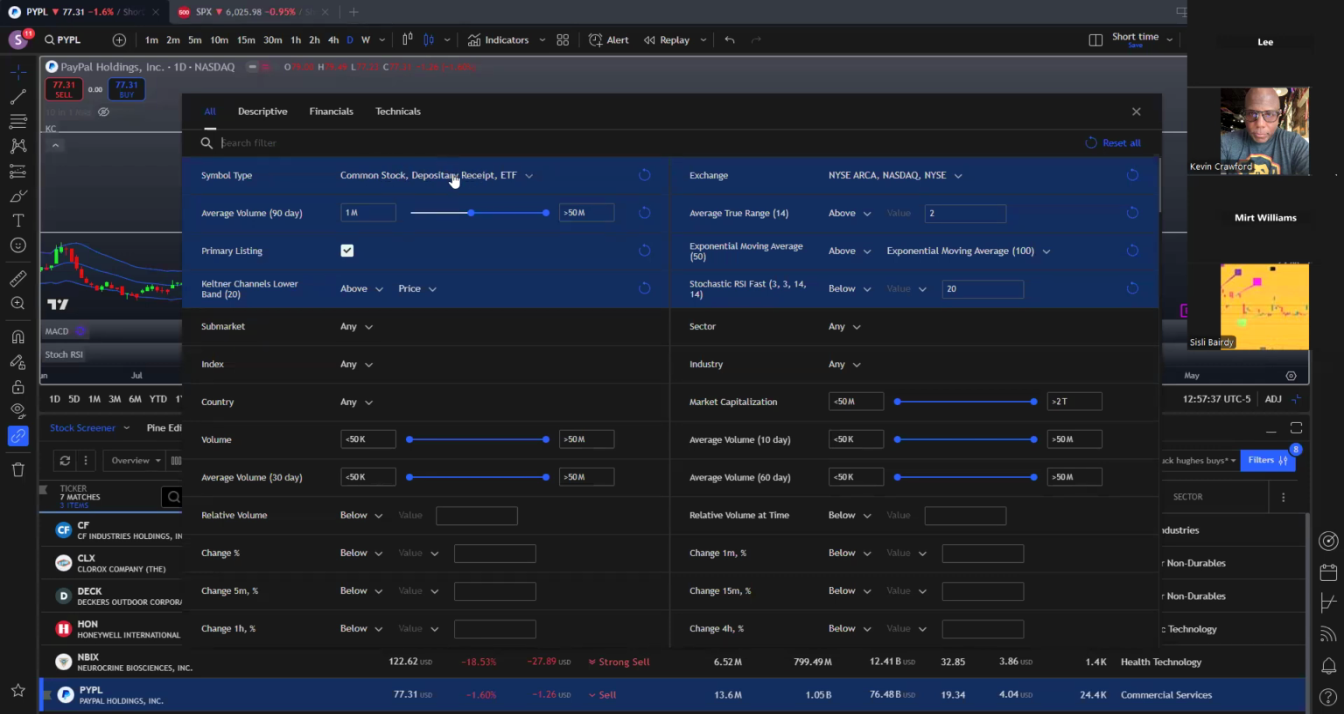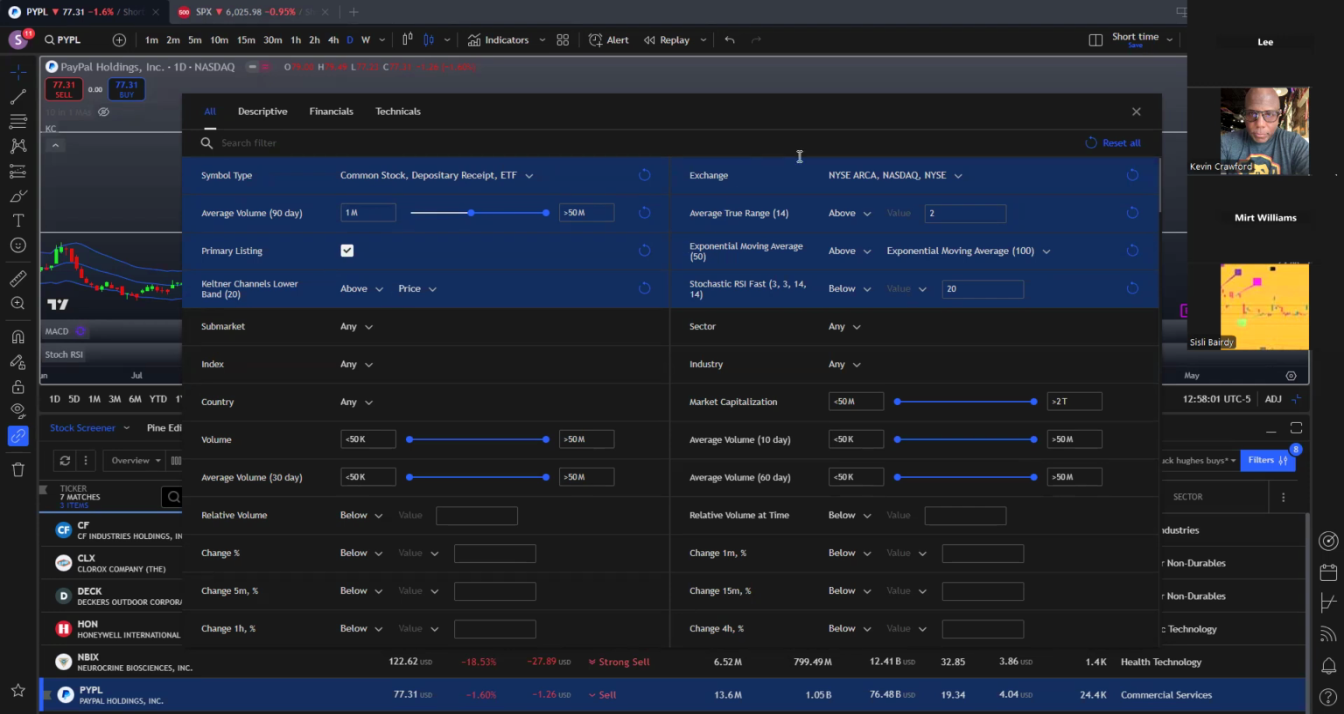So for this one here, what I'm looking for, we're going to do the symbol type, all the symbols, all the common stocks, depository ETFs. And I want stocks because I do options, and you can use this for futures as well, or crypto. But we're going to go over with options. And what we want to see is stocks that average at least a million shares traded over the 90 days. Well, I usually say per day.